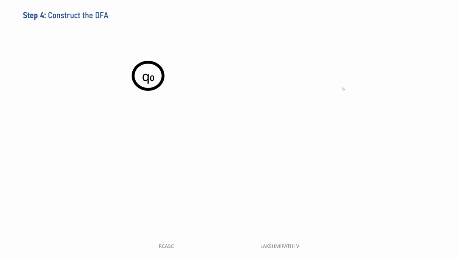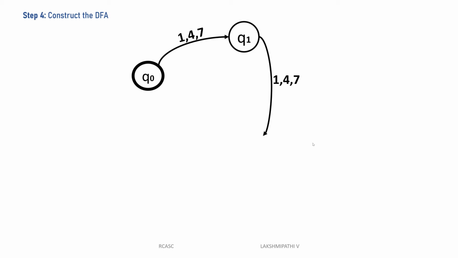Here the states are q0, q1, q2. Here also remainder is 0, so any number divisible by 3 leads us to take the starting state as q0 only. Like q0, q1, q2. Here q0 reads 1, it will go to q1. q0 reads 4 also, it will go to q1. q0 reads 7 also, it will go to q1. Then q1 reads 1, it will go to q2.